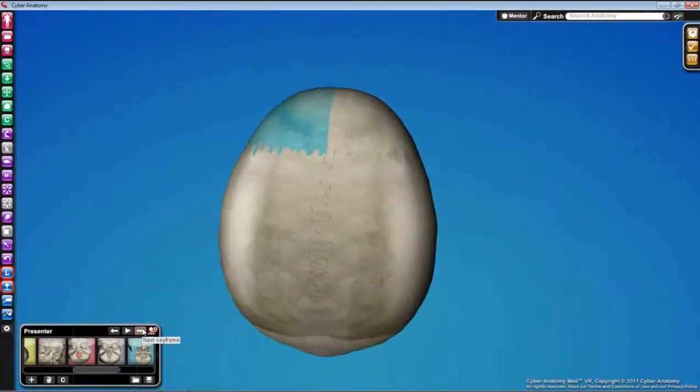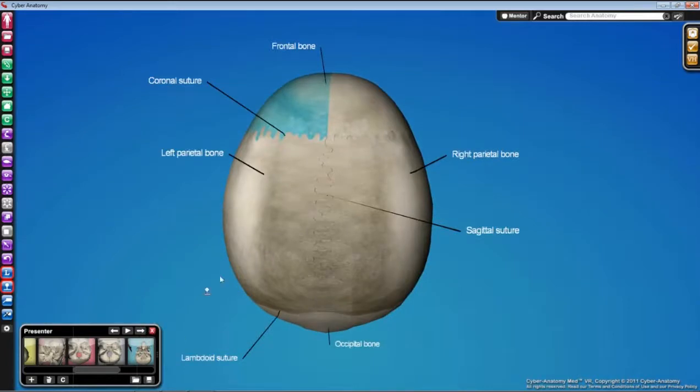To a superior view, where we're going to see the different bones of the calvarium. And these will obviously include frontal, parietal, paired, and occipital in the back. Identify the sutures between these bones, and you should be able to easily see where they fit together in this zigzag line in all these different places.